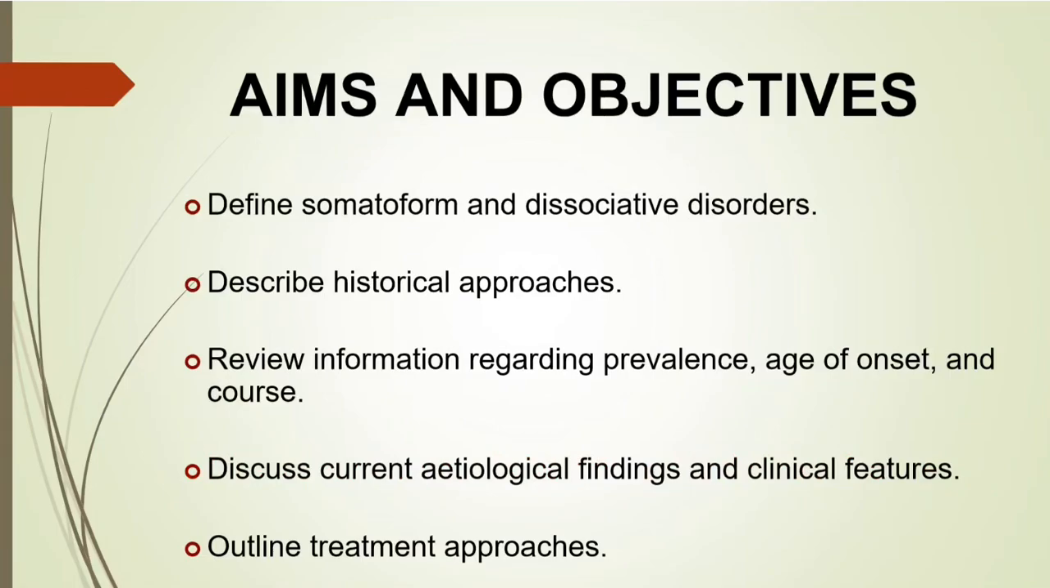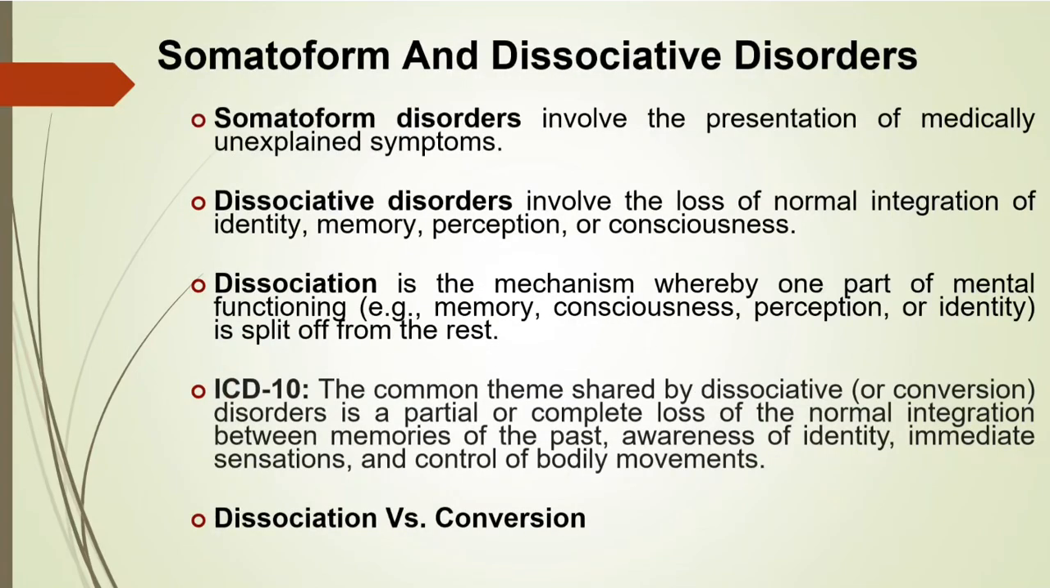The aims and objectives are to define somatoform and dissociative disorder, the historical approaches, review information regarding prevalence, onset and course, discuss current etiological findings and clinical features of all, and outline the treatment approaches. So first we will go through the terms: somatoform, what is dissociative and what is conversion.